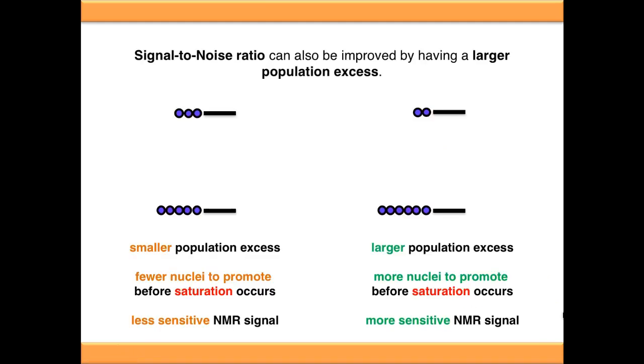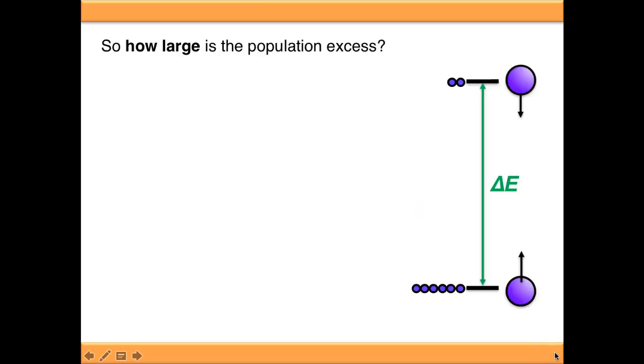So we can also improve our signal to noise ratio and the strength of our NMR signal in general by having a larger population excess. If we have a larger population excess, we can promote more nuclei before saturation occurs. So therefore we can generate more data from a single RF pulse before we have to let the sample relax. So it's obviously in our best interest to ensure that the population excess is as large as possible.